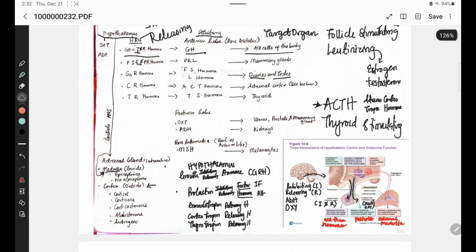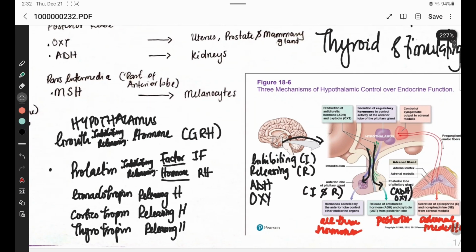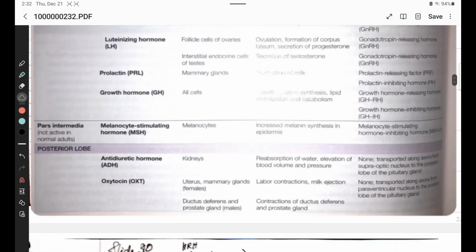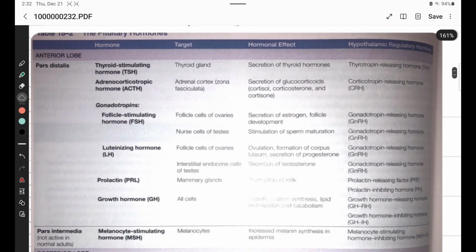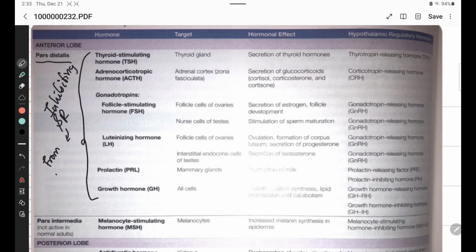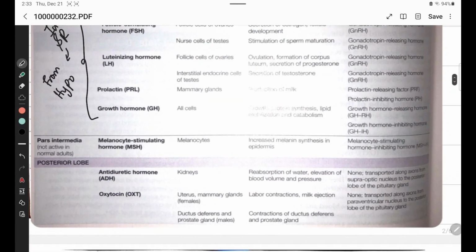Oh yeah, kind of forgot. You know how I said we have an anterior and posterior lobe. The anterior lobe has more divisions. Let me explain. The anterior lobe has two parts, pars distalis and pars intermedia. Pars distalis is basically it takes the inhibiting and releasing hormones from the hypothalamus. And then pars intermedia does something quite unique.